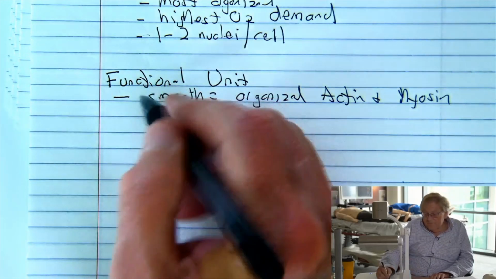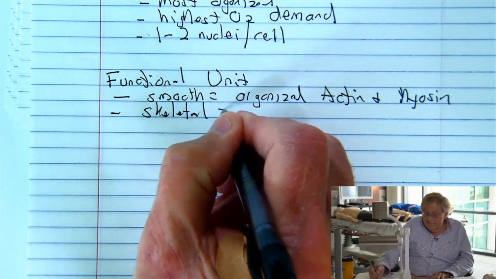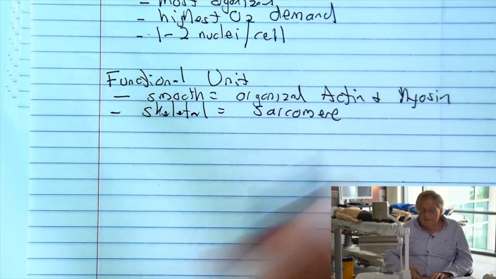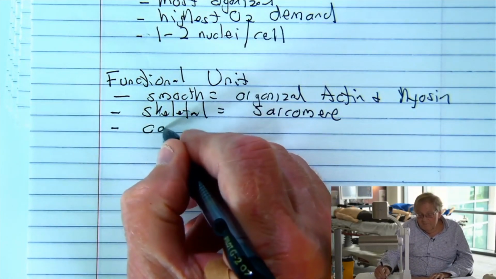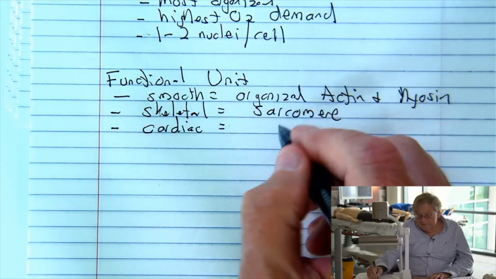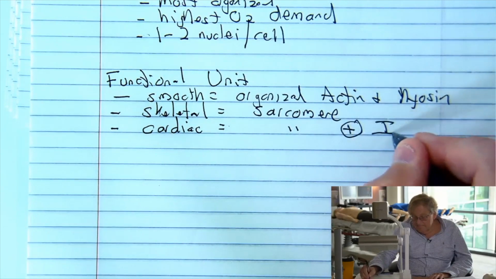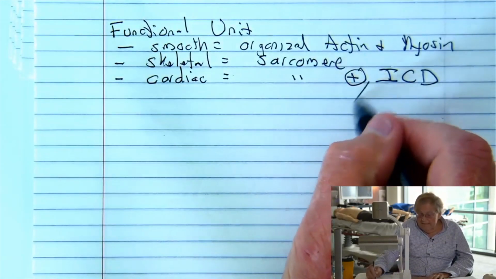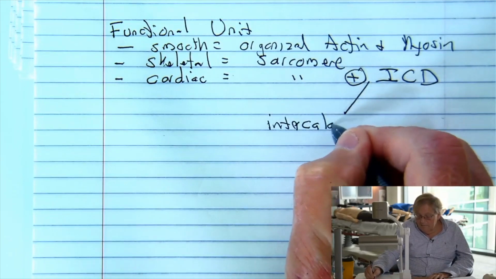I know that I've got a functional unit of skeletal muscle, and I said that's going to be called a sarcomere. And then I've got the last one, which is going to be cardiac muscle. And the cardiac muscle functional unit is going to be the sarcomere plus a structure called an ICD. And an ICD stands for intercalated disc.